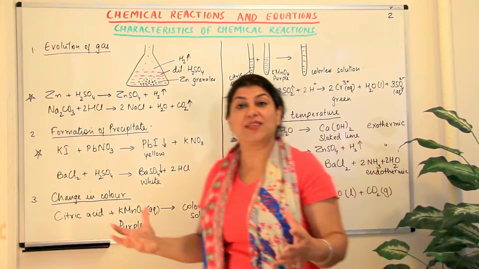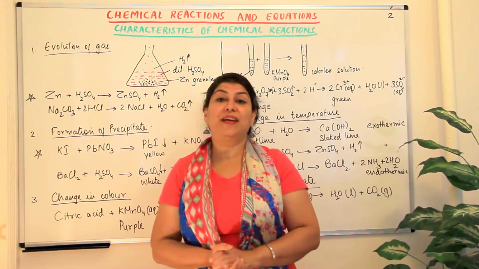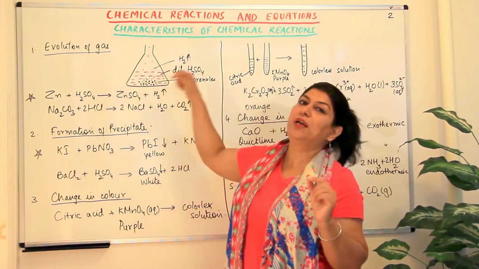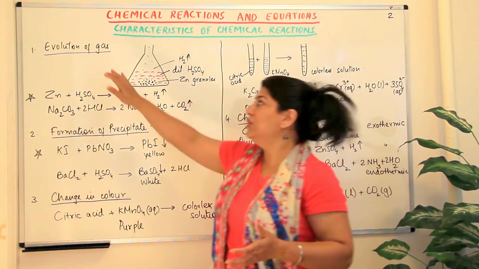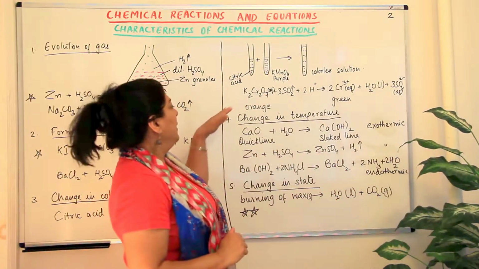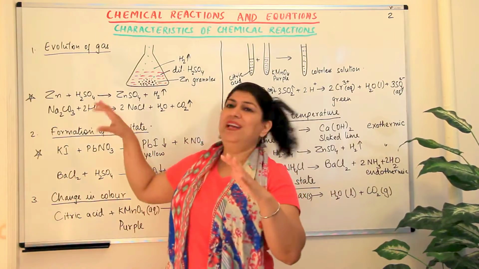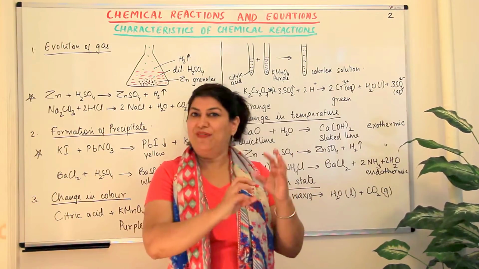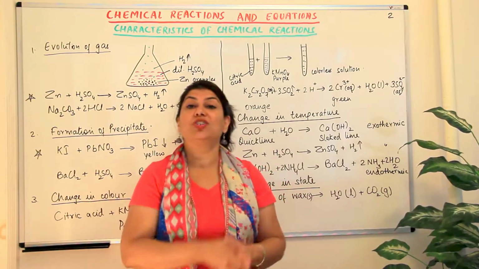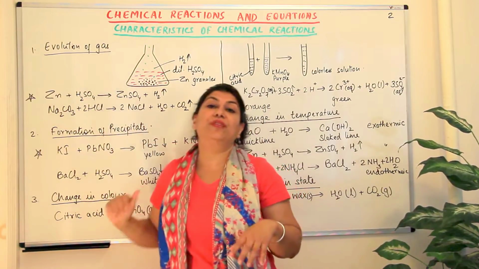When a chemical reaction is occurring, these are the things that you have to look for to identify a chemical change. These 5 characteristics are: usually whenever a chemical reaction occurs, it results in the evolution of a gas, formation of a precipitate, a change in color, a change in temperature, or a change in state. So if you observe any one of these characteristics, or a combination of these, you get a hint that this is a chemical change that is occurring. Now I will deal with each one of these one by one.